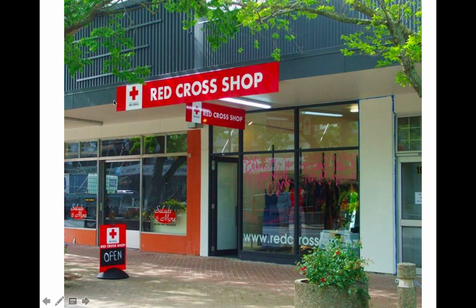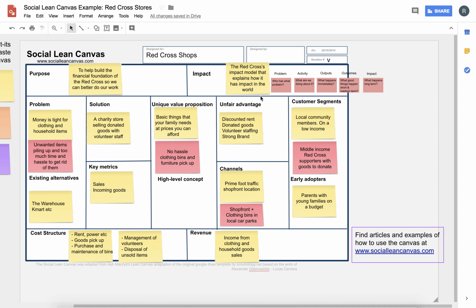Okay, so let's have a look at the canvas itself. This is just a canvas that we've built in a Google Doc, a Google drawing. If you go to the socialincanvas.com website, you'll be able to get a link to this drawing or one similar to this, where you can do your own version online, or you can do it on paper.